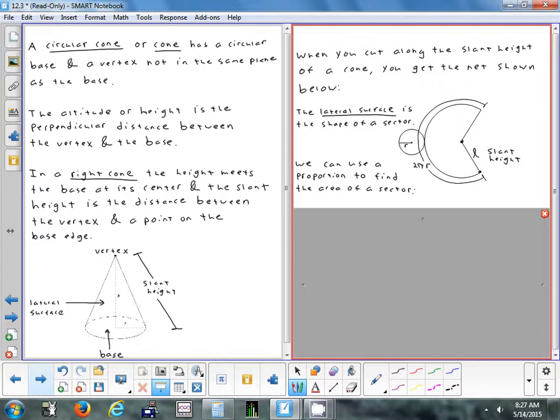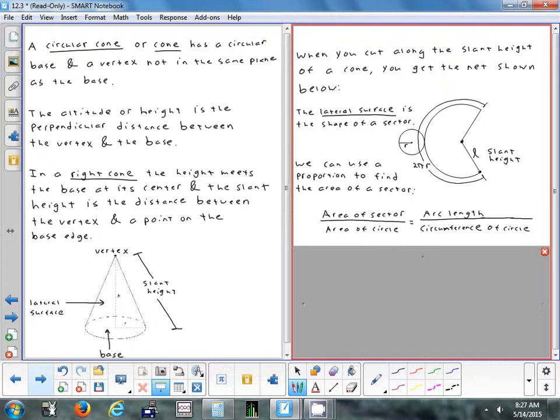Well, the base is easy to find the area of. We already have a formula to find the area of a circle. We don't have a formula to find the area of a sector. First of all, is a sector even a polygon? No. It's got a curved edge. Curved edges aren't polygons. But we can use that proportion to find the area of a sector.